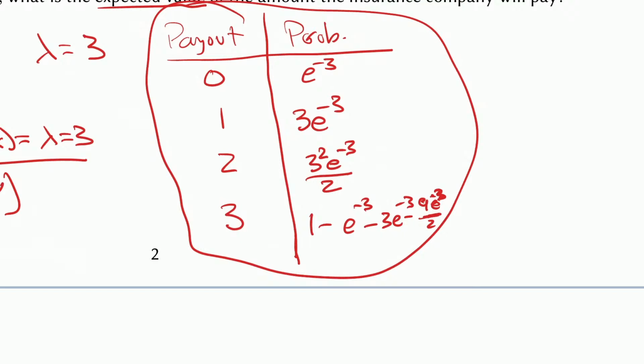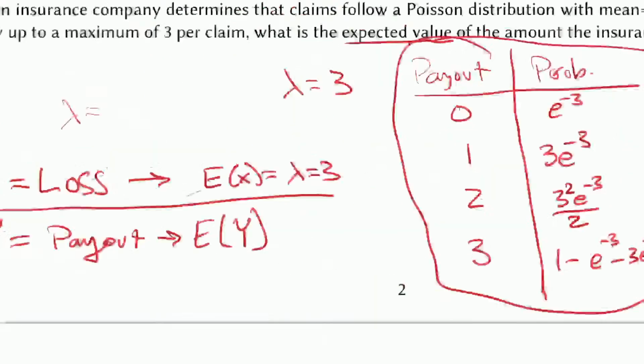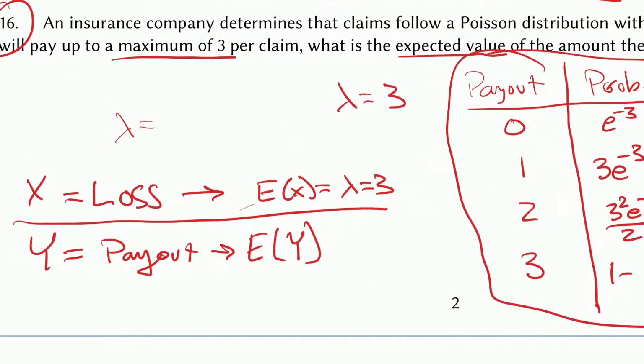Now that you have this chart, you just do what we did to find expected values: multiply payout times probability, and then add up the results, and that's it. So the complication here is that there's a cap. That's what this is saying, this maximum of 3 per claim.